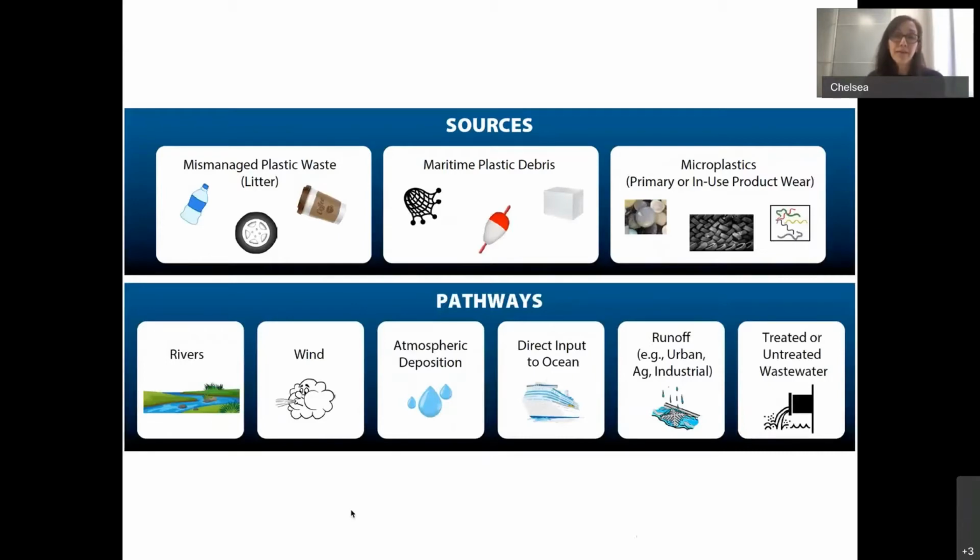They enter the environment from these sources, but often through pathways, which are important, especially when we're thinking about mitigation. So they come in water currents with rivers and also surface currents. They come in via the wind and atmospheric cycles, atmospheric deposition as well. They can also come in direct input to the ocean from wastewater running off of the land or treated effluent.